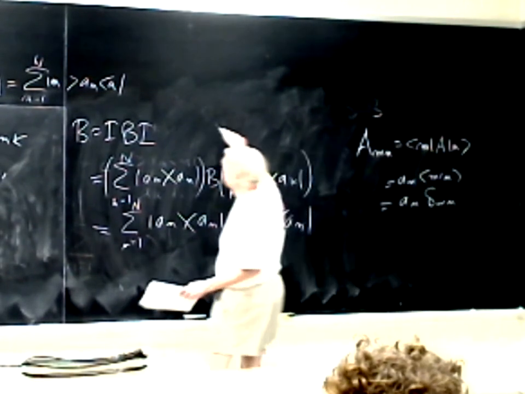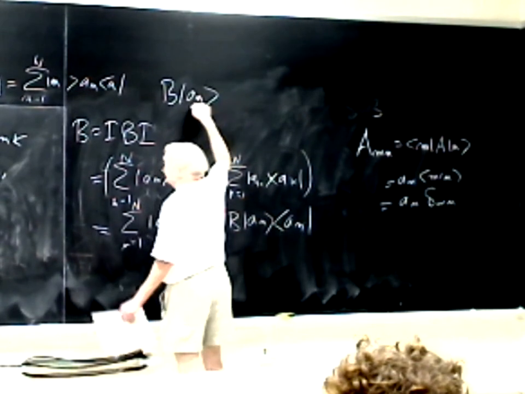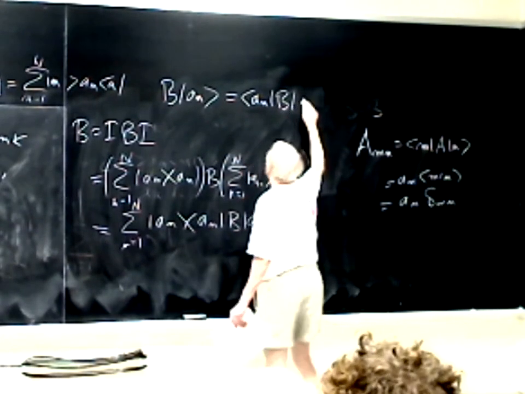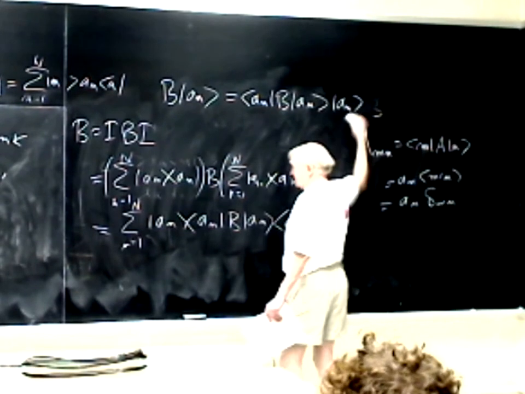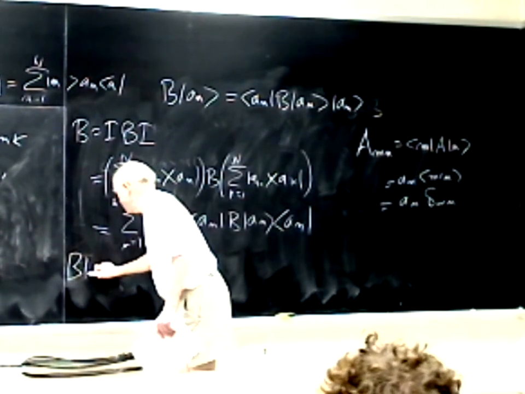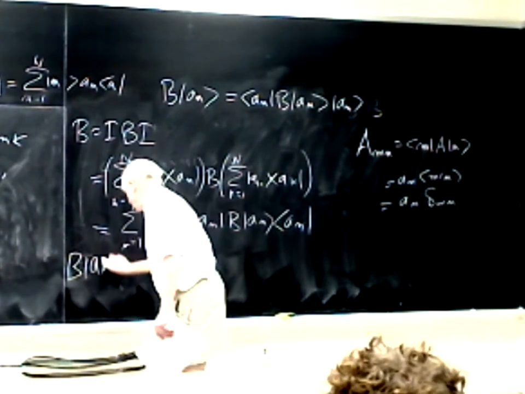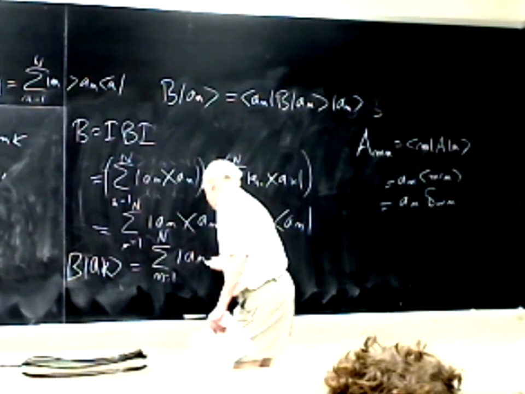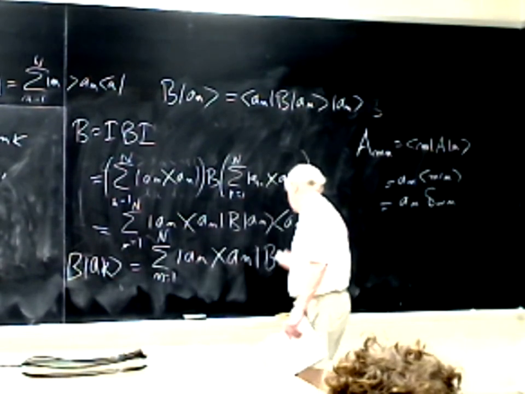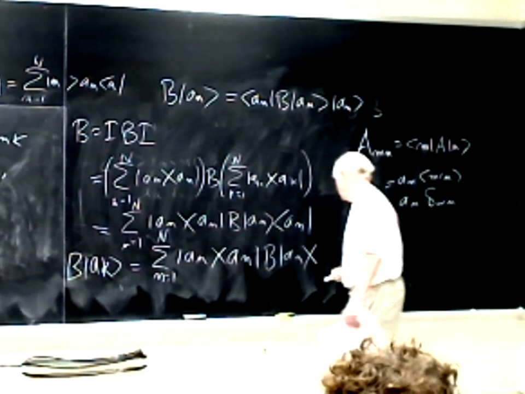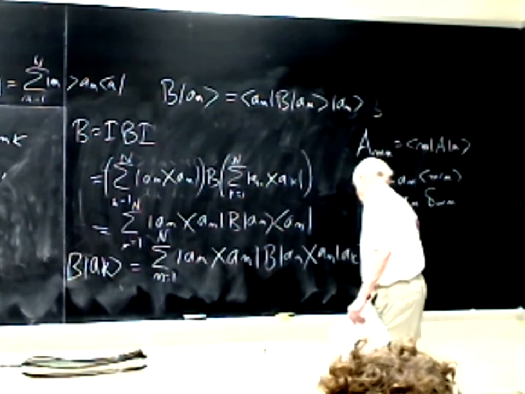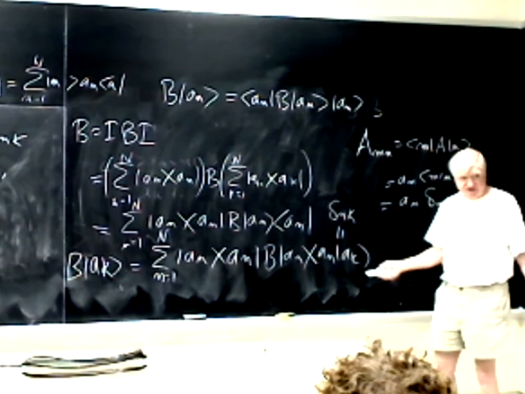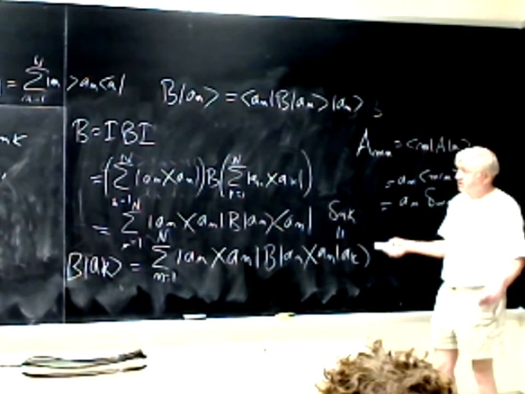And in fact, that means that B on an eigenvector of A is equal to just b_n times |a_n>, because if we use this expression and have B act on |a_k>, then we have the sum on n from 1 to big N, |a_n> b_n <a_n|a_k>. But this is equal to delta_nk, because the eigenvectors of A are orthogonal.